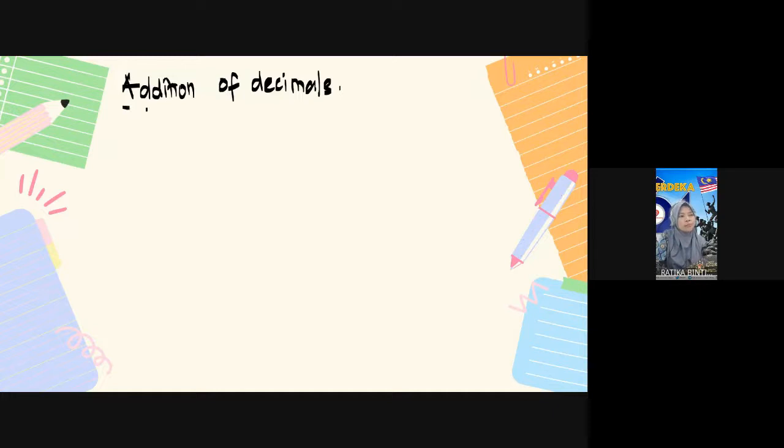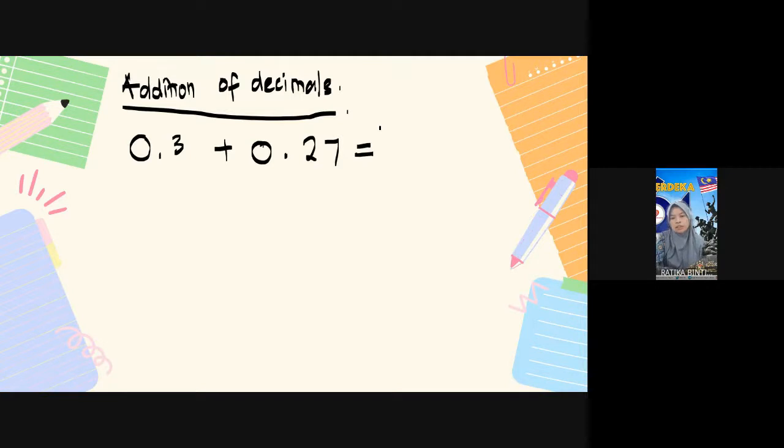Okay, what is the most important thing when you want to add decimal? Apa yang paling penting when you want to add decimal? For example, I have this question, 0.3 plus 0.27. What is the most important thing that you need to obey in order to do addition of decimal, addition and also subtraction? Apa? Who can answer me?